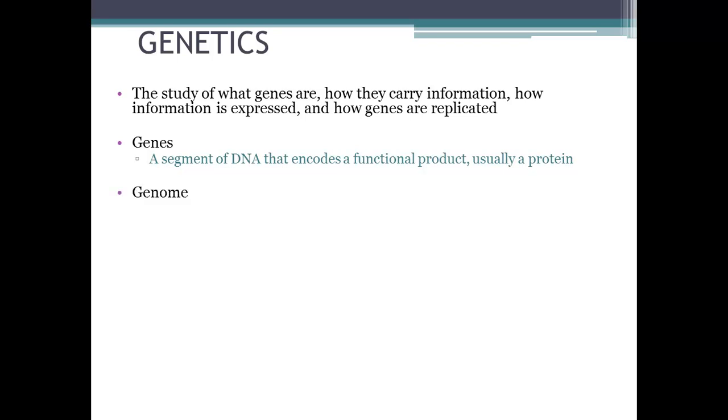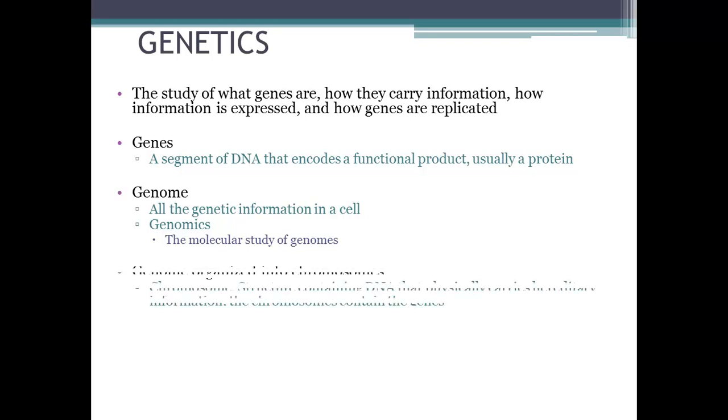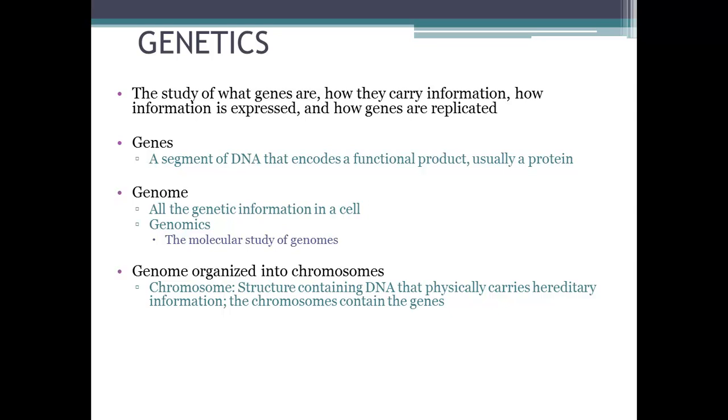A genome is all of the genetic material in a cell. Genomics is the molecular study of genomes. A genome is organized into chromosomes. A chromosome is a structure containing DNA that physically carries hereditary information. The chromosomes contain the genes.